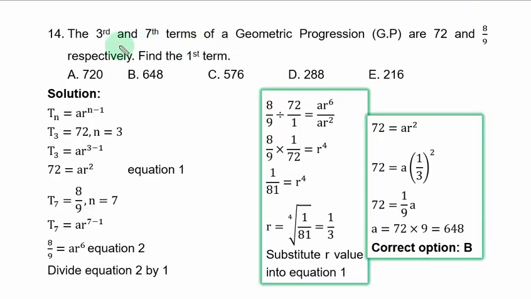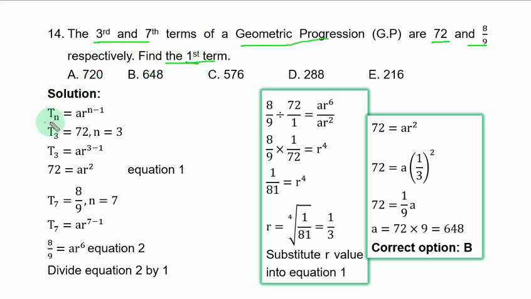Question 14. The third and seventh terms of a geometric progression are 72 and 8/9 respectively. Find the first term. Anytime you have problems like this, it always leads to a system of equations. If it is an AP, you have linear equations. If it is a GP, as you have in this form, you have non-linear equations. You are asked to find the first term.